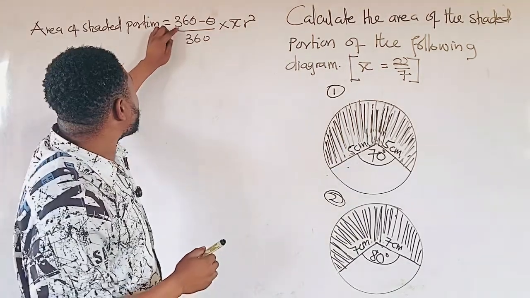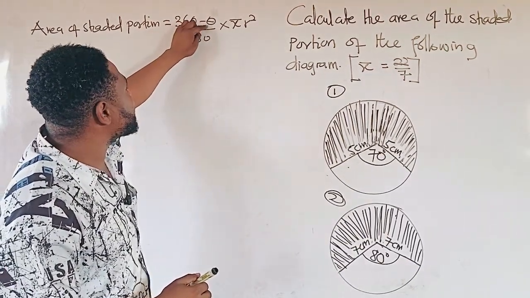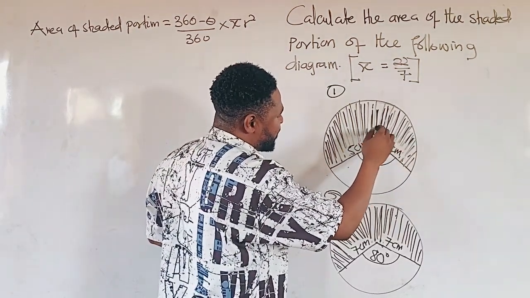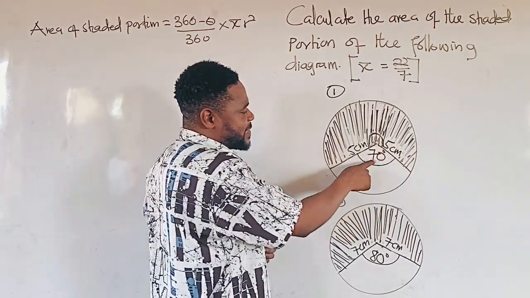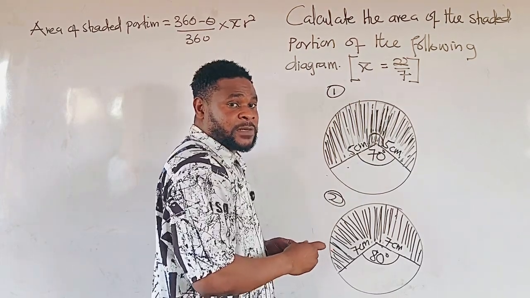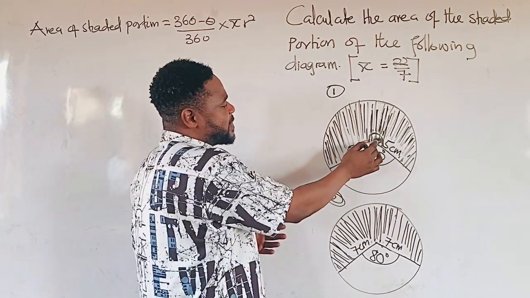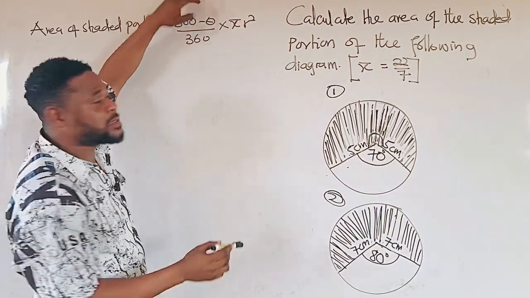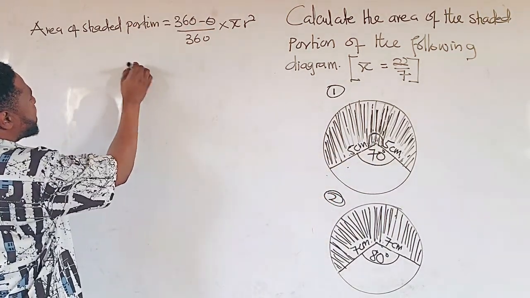Viewers, our angle here is 360 minus theta because when finding the area, we use the reflex angle here. So since the angle here is given, we subtract it from 360. In cases where the angle is given directly, we use it directly without subtracting. So let's see how we can break this down.